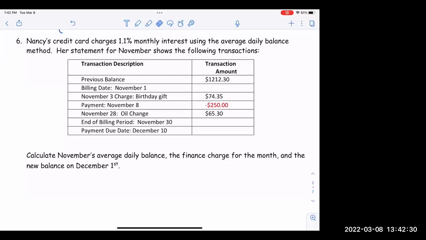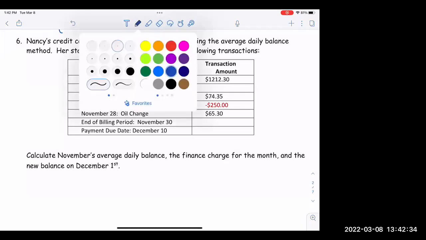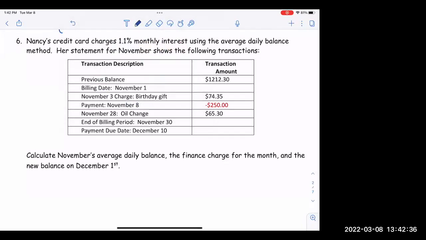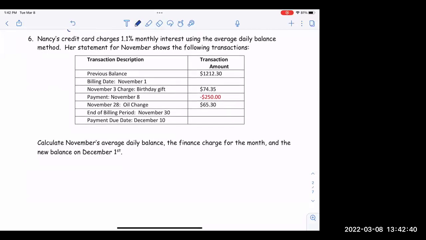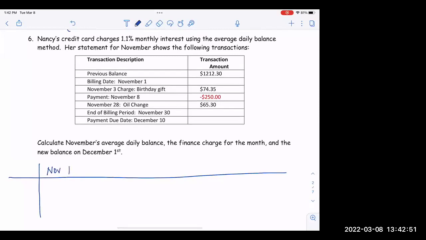So at the beginning of the next month, what's the new balance? There are several ways to approach this, but I like to use a table. I think a table is really handy for average daily balance. So I'm going to make a table and put the dates along the top. I'm just going to start with the first of the month, November 1st.